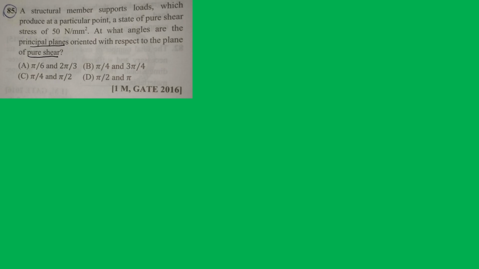Okay, so whenever I say pure shear, this means that sigma x equals 0 equals sigma y, because sigma x is 0 and sigma y is 0 whenever I say pure shear. Only shear stress is acting at this point. Okay, and they are asking you the location of the principal plane. So how do you give the location of the principal plane?